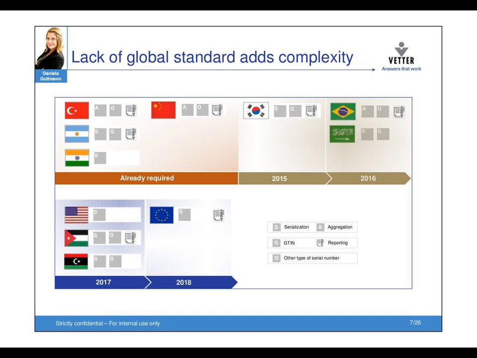As I presented in the last slide, serialization is a new regulatory requirement in many markets. Given the importance of the topic, we want to take the opportunity to talk a few minutes about it. One of the complexities we see here is the lack of global standards. There are different timelines, different requirements, different ways of coding and reporting to the agencies. For instance, China, Turkey, and Brazil require aggregation of units. On the other hand, the United States and EU require serialization only.